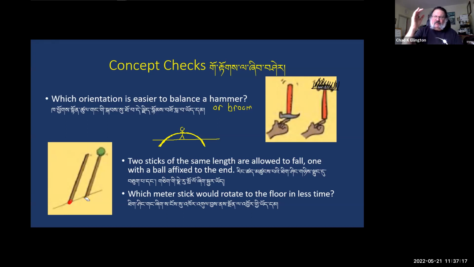So their radii would be basically the same. But because of the forces and the resistances to changes in state of motion, that's what really dominates why the one with the greater rotational inertia takes longer to fall.